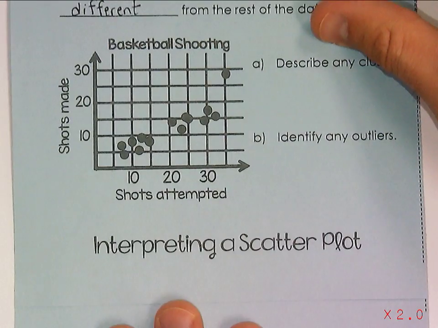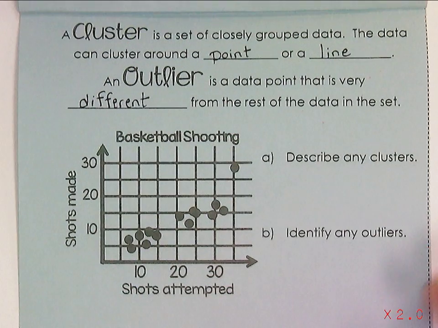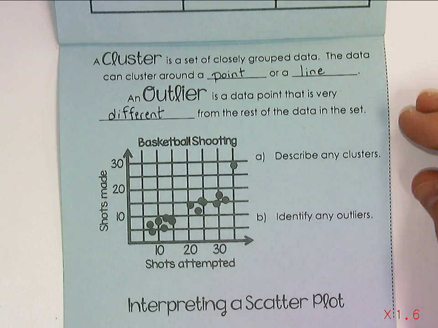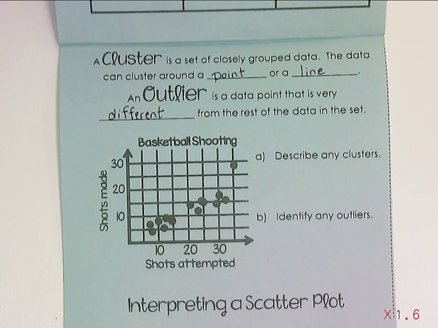Alright, moving on then. Moving to interpreting a scatter plot. So what it says here is a cluster is a set of closely grouped data. The data can cluster around a point or a line, and an outlier is a data point that is very different from the rest of the data in the data set.